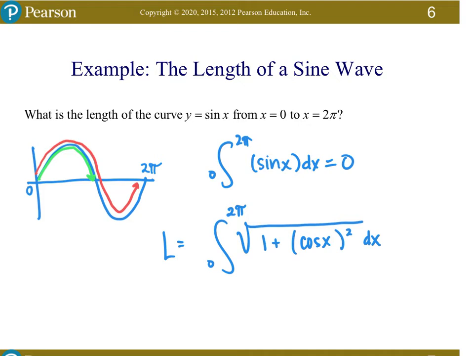Or we could use symmetry and just go from 0 to pi and then make sure that we double it so that we have the length. Okay, again, the emphasis is on setting up the integral, and then you'll just use a Math 9 to evaluate the length.